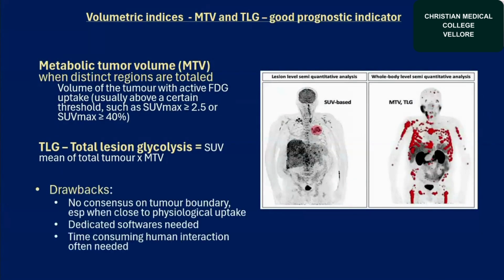and TLG is the product of the two, the SUV mean of the total tumor into the metabolic tumor volume. But what is the drawback of these volumetric indices? Even though they're good prognostic indicators, there is no consensus on where the tumor starts and where the physiological uptake ends. So we need dedicated software. It's quite time consuming to come up with the actual assessment of these volumes. So that is the main drawback of these two indices.